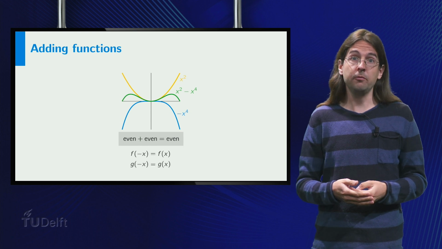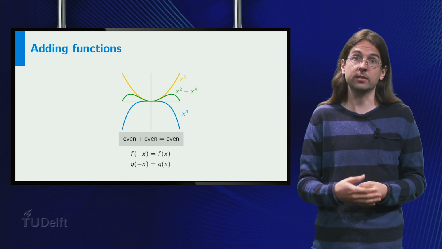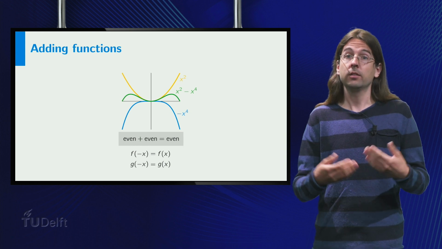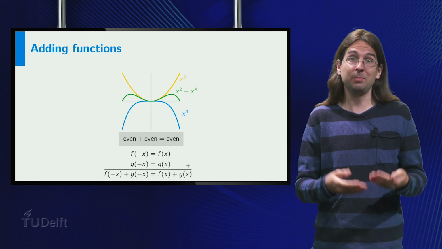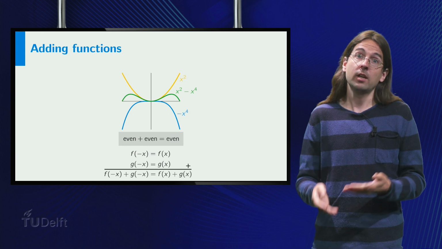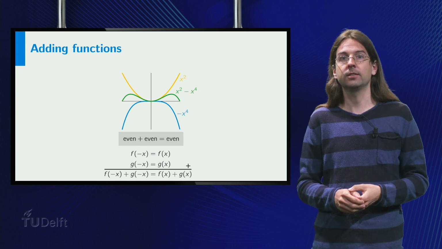If f and g are even functions, then f of minus x equals f of x and g of minus x equals g of x. Then also f of minus x plus g of minus x equals f of x plus g of x, so the sum has that symmetry.